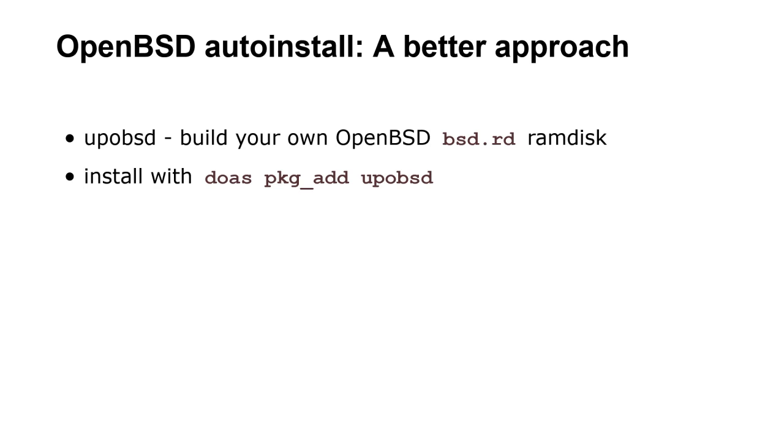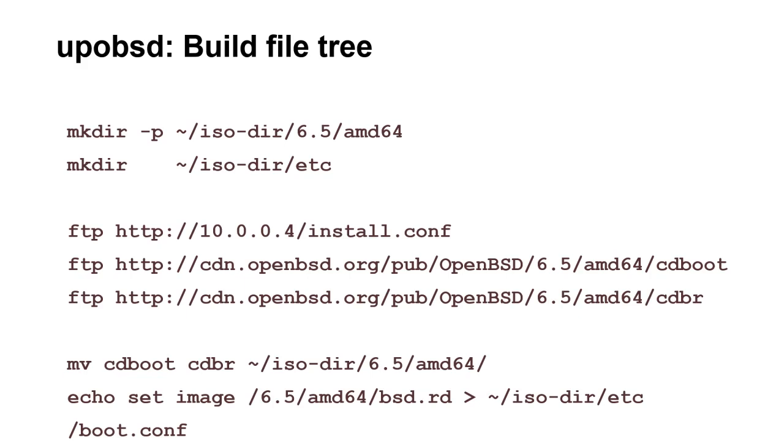To use upobsd, you mock up a small replica of the install ISO. You need a directory called 6.5, if you're installing OpenBSD version 6.5, and a subdirectory called amd64 if you're installing on that architecture, and a subdirectory called etc. Here I'm using the file fetching utility ftp in the base install. I'm not actually using FTP, that's just what the utility is called. And I'm using it to download a copy of my response file, and some CD boot files that I'll need to turn this into a bootable ISO.